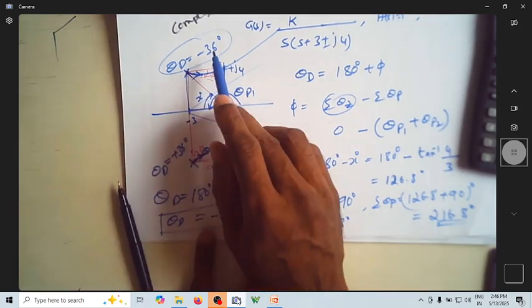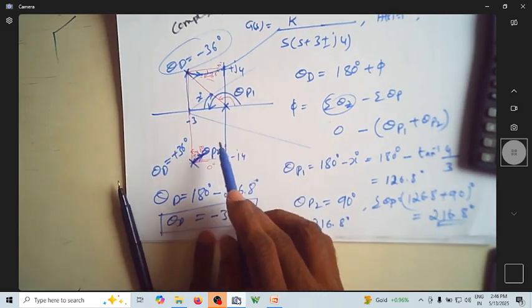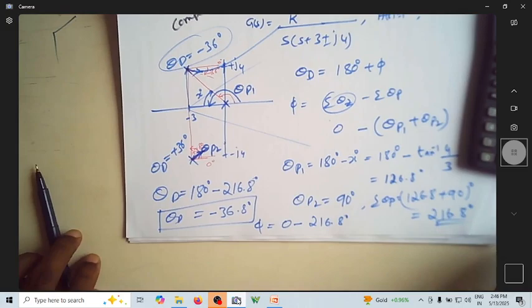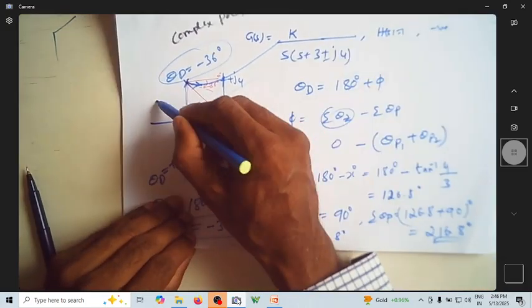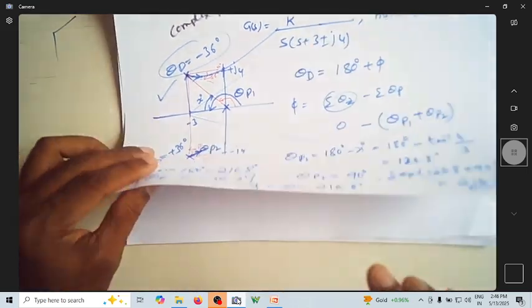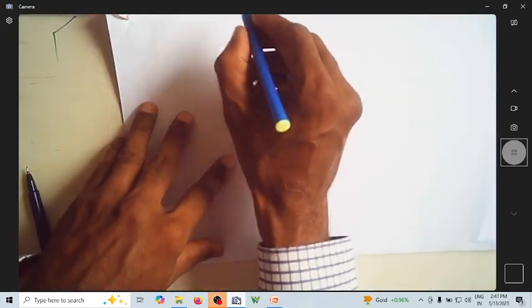So the angle of departure is minus 36 degrees here. You need not find this, you can simply take it as plus 36 degrees. Right? So this is how you find the angle of departure for this particular problem. Let me take the next one.